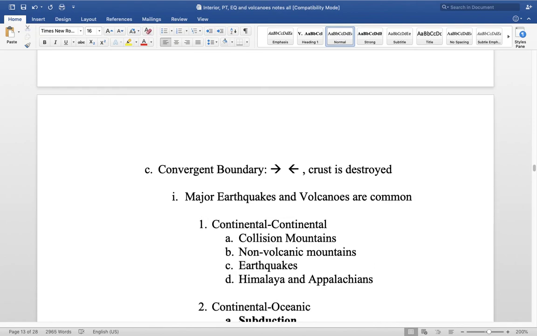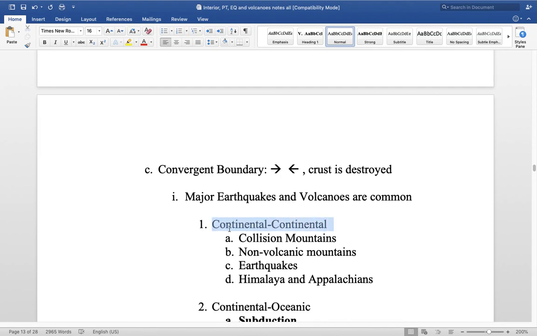Because there's two different types of crust on the Earth, if you remember. There's continental crust, which is made of granite. It's low density. And there's oceanic crust that is high density, that's thin, and it's made of basalt. So two different types of crust can always come together. So there's three types of ways that we have convergent boundary.